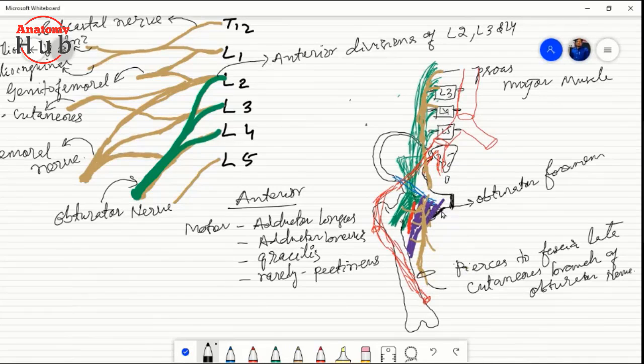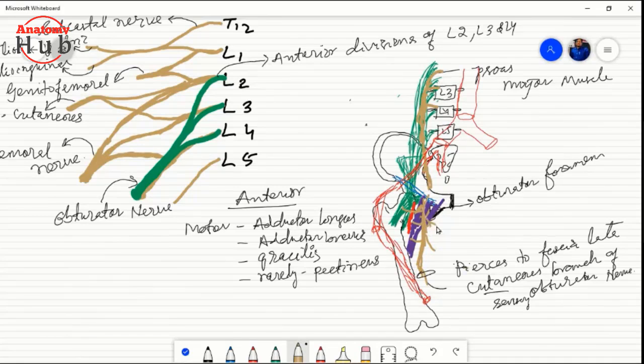Here it comes out of the fascia lata, going towards the skin and superficial fascia to innervate them. Cutaneous means sensory. So this is your anterior division.